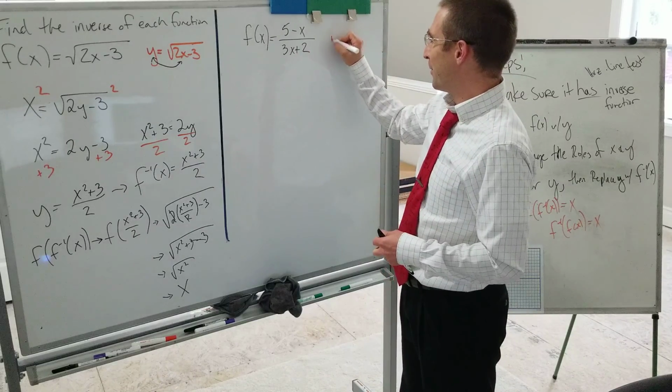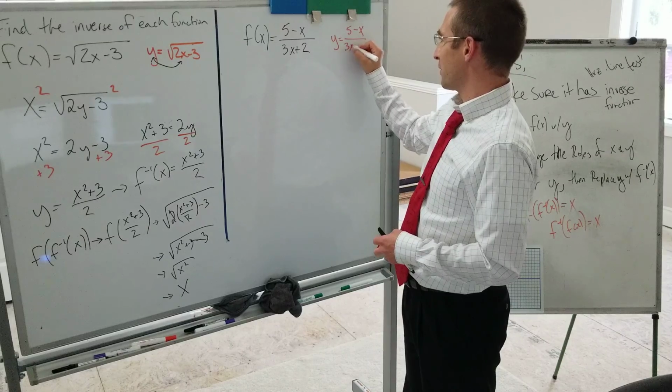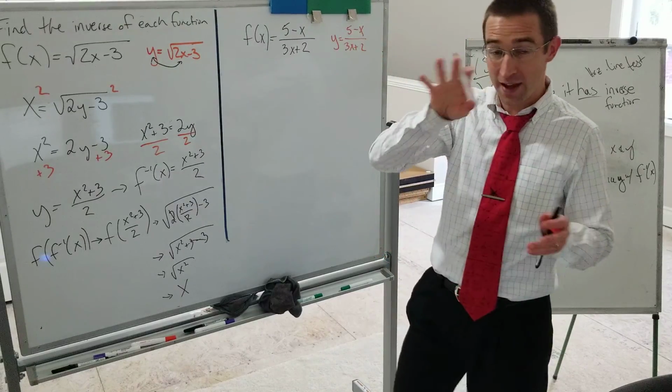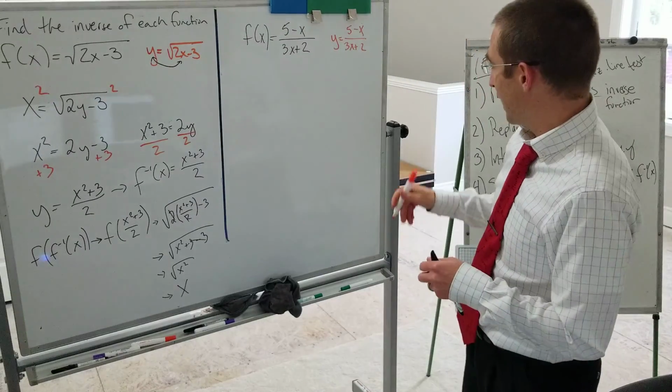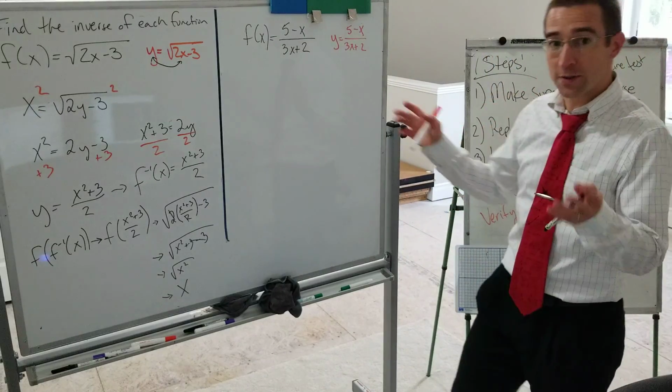Here we go. Let's look at this one now: y equals 5 minus x over 3x plus 2. We're going to leave the f station now and switch. First, let's make sure it has an inverse.